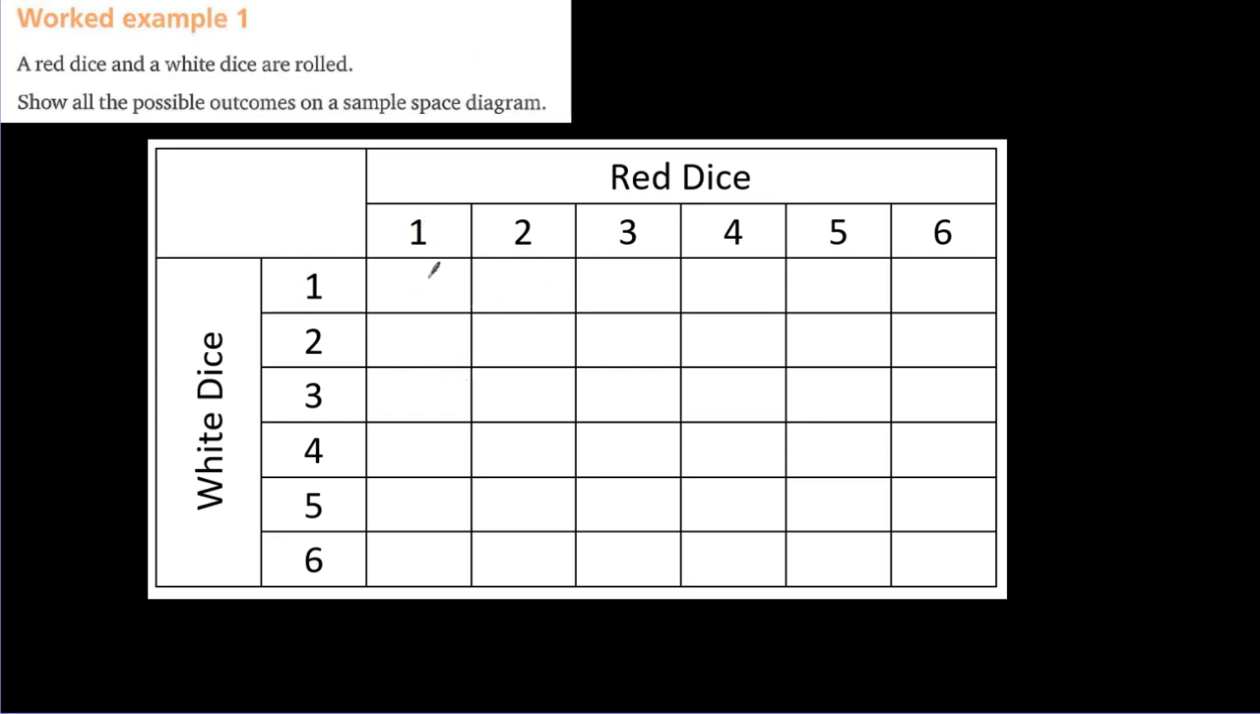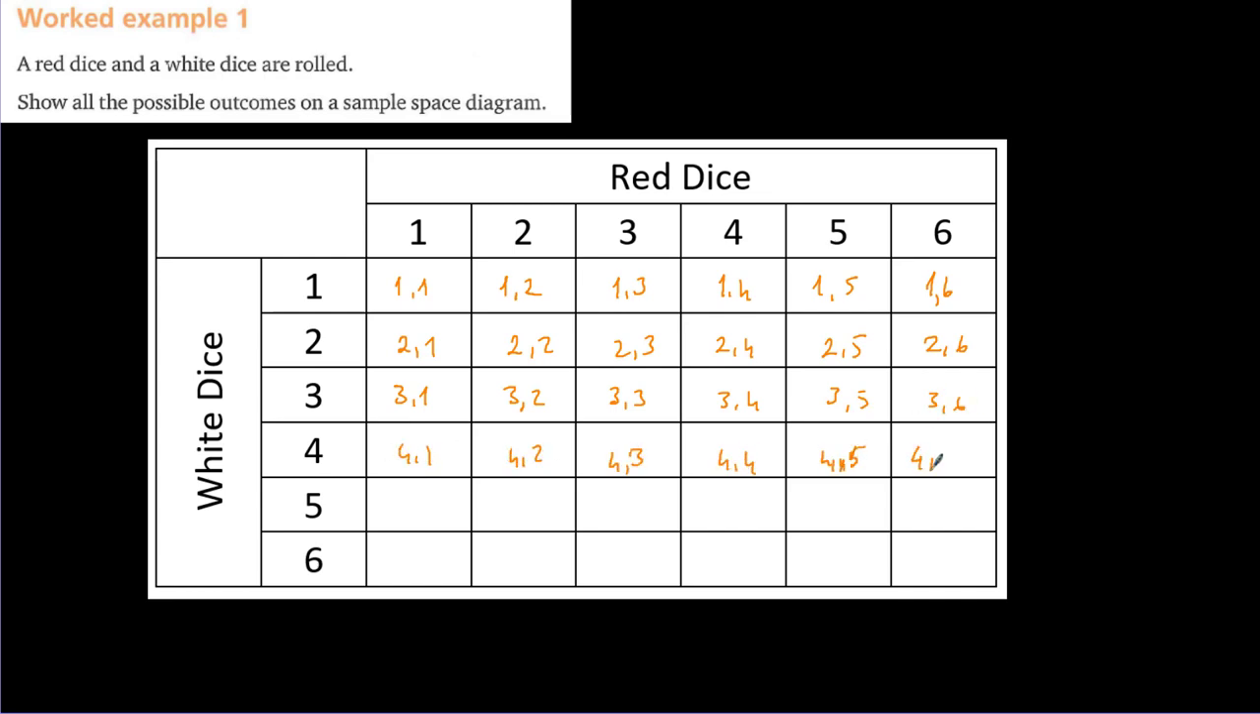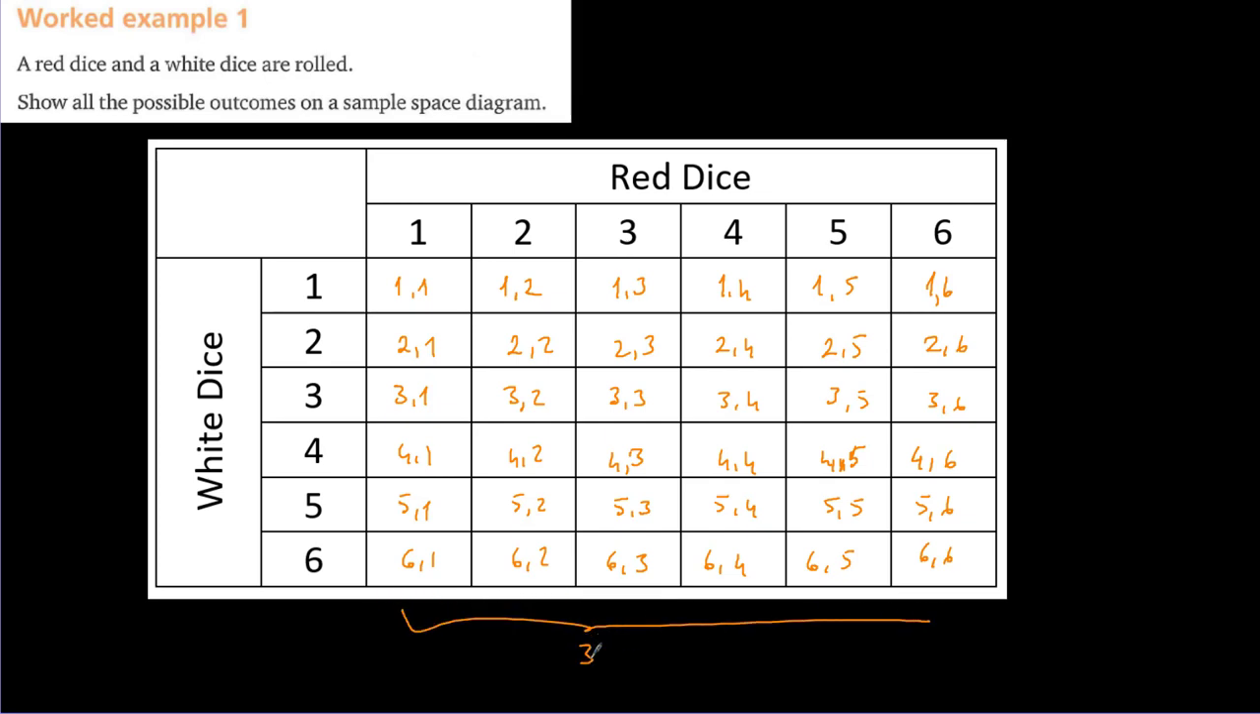Here, as you see, the first one is 1 and the second one is 1, then the first one 1 and the second one 2, then 1 and 3, 1 and 4, 1 and 5, 1 and 6. These are all the possible cases. So when you roll two dice, you have 36 possible outcomes.